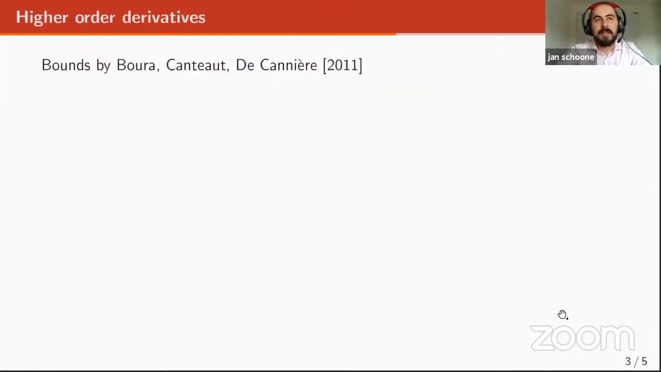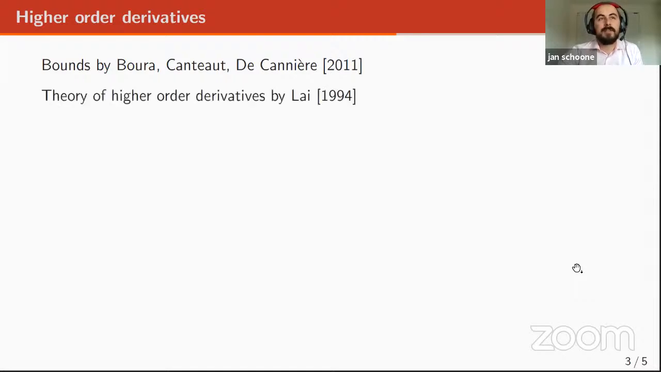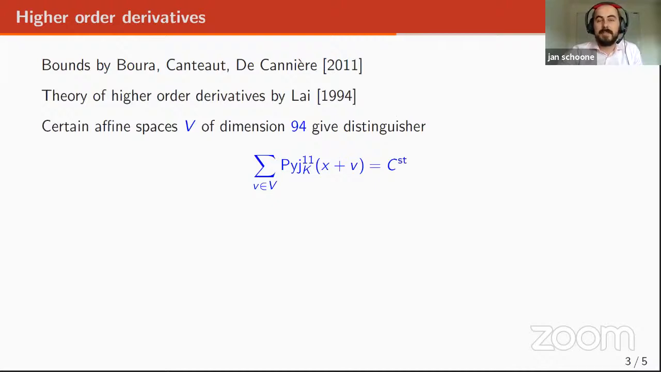So we used the bounds that were described in the PGMask specification, which used the techniques by Bouura, Canteaut, and de Cannière, and also the theory of higher order derivatives by Lai, to find that if you take specific affine spaces of dimension 94, you can get this expression that you see here. So after 11 rounds of PGMask, you will get constant values. The word certain is very important, because the theory itself just says you can get up to 10 rounds, but if you choose your affine space in a smart way, you will get to 11 rounds.